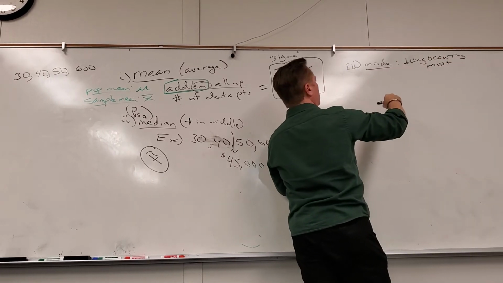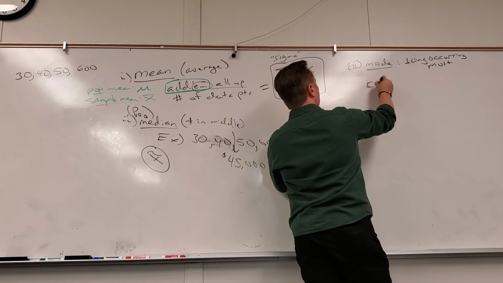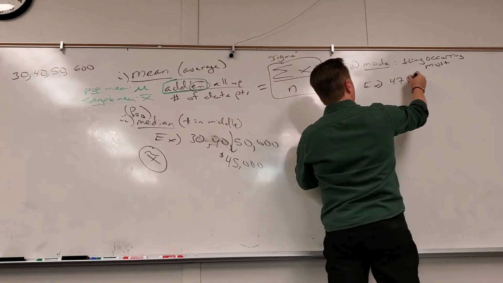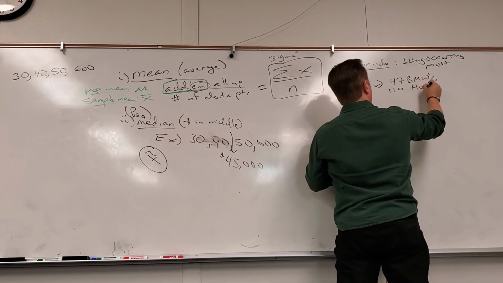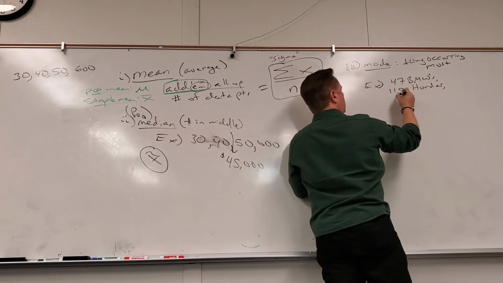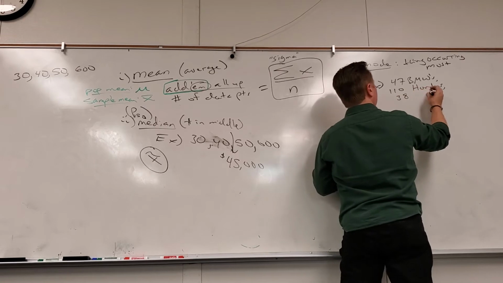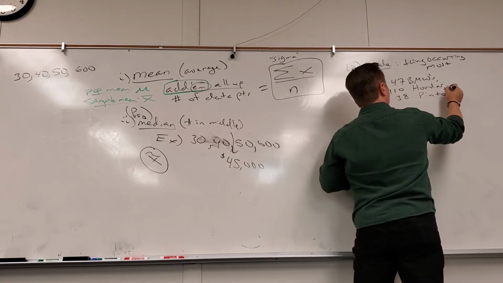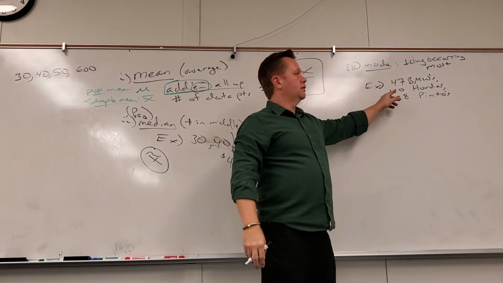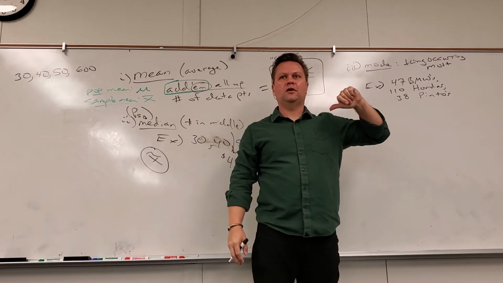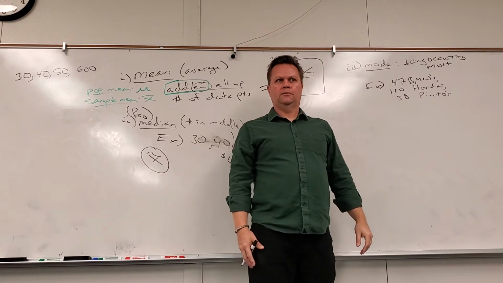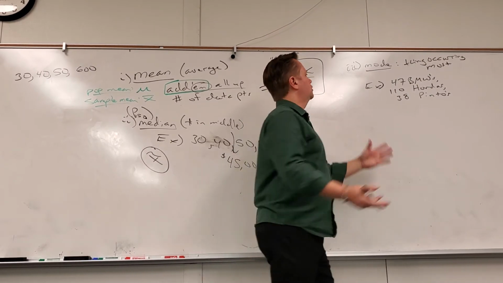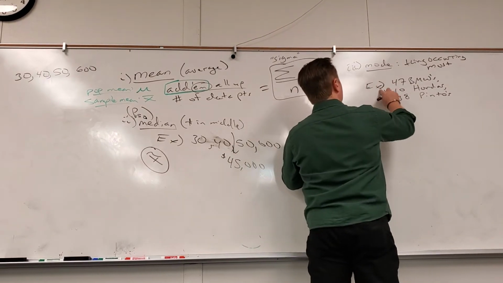Yay! So for example, if I saw 47 BMWs and 110 Hondas and 38 Pintos, I don't know if you guys even know what Pintos are. What was the modal class of car? Hondas. Yeah, you guys with me? Mm-hmm. So let's do a more numerical example.